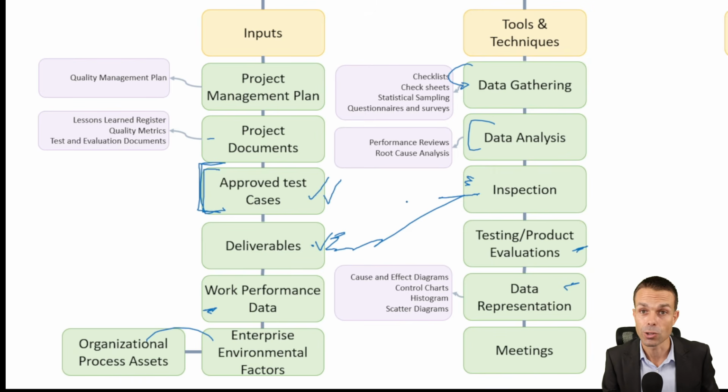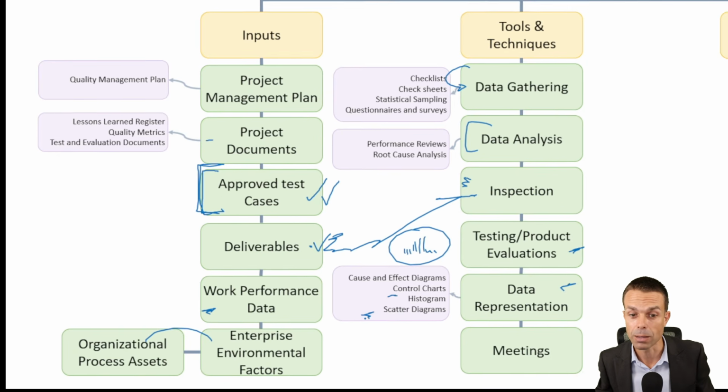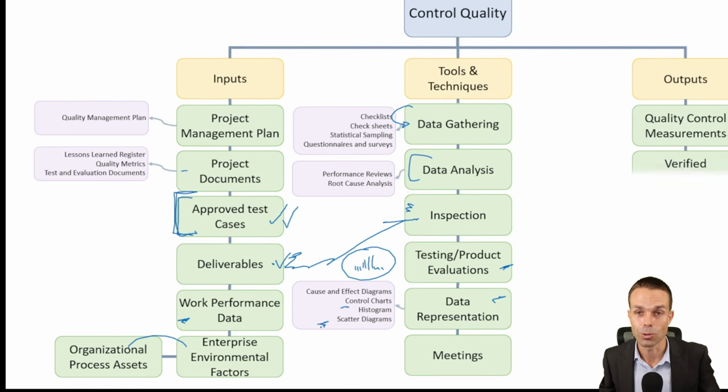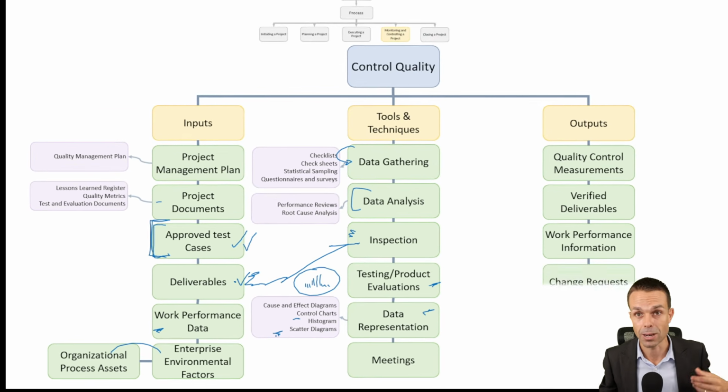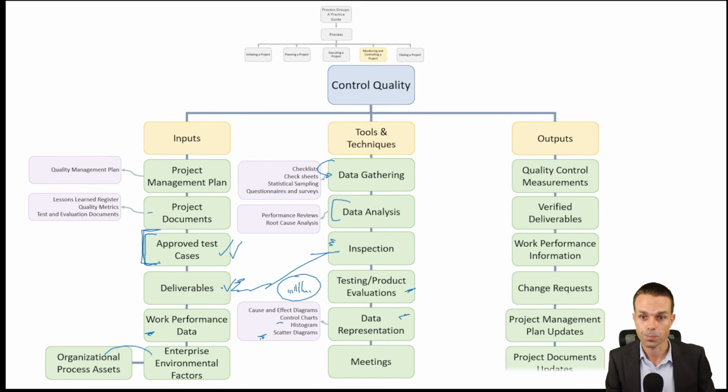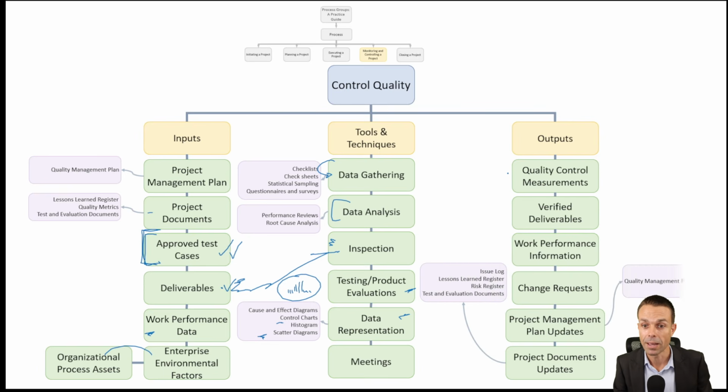Data representation. So as we get the information, we want to show it in a way that our stakeholders will understand. Maybe a histogram, maybe scatter diagrams, and meetings, usually to showcase that information if we need to, or get decisions. Quality control measurements. So that's the measurements, what we were aiming for with quality. Is it 90% pass rate or whatever that is?